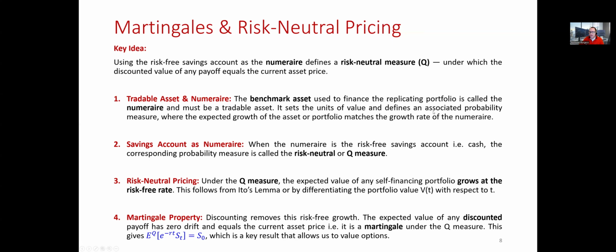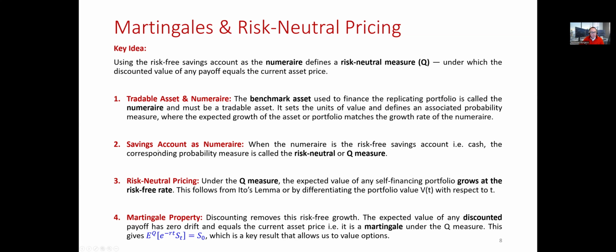So it sets the units of value, and it also defines the probability measure. If you pick cash as the numeraire, then we're saying that the portfolio will grow with the same growth rate as that numeraire. So if cash grows at the risk-free rate, your portfolio will grow at the risk-free rate. If you select foreign currency as your benchmark asset, then the growth of your portfolio will be measured in that asset. So that's what we're seeing here. So the benchmark asset controls not just the units of value, but also the probability measure, and that controls how your replicating portfolio or your underlying asset grows.